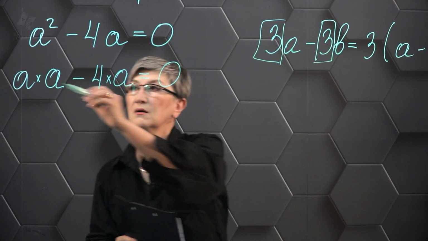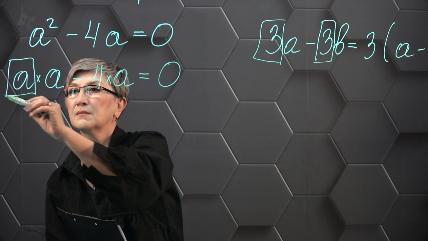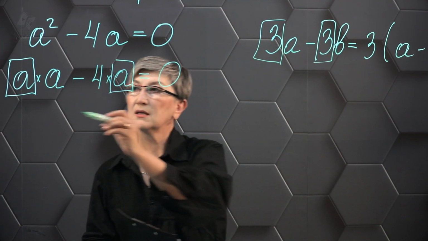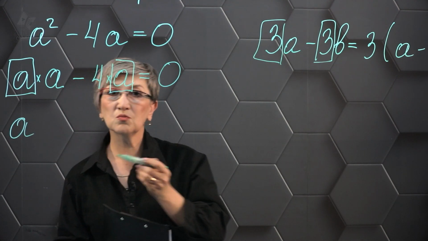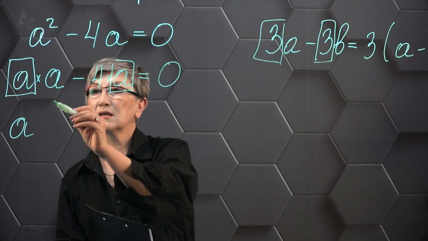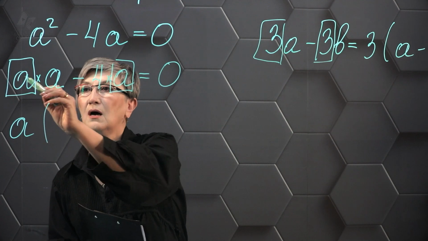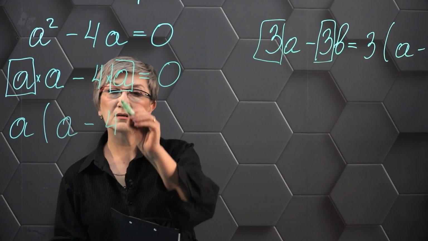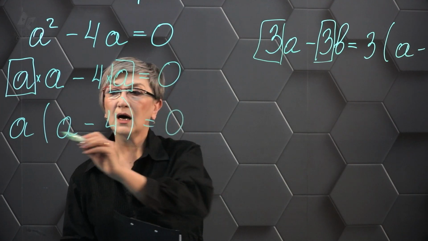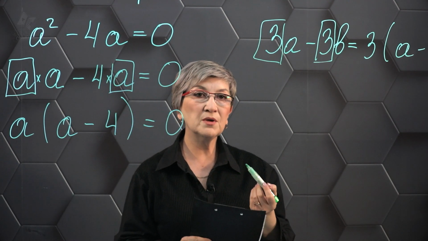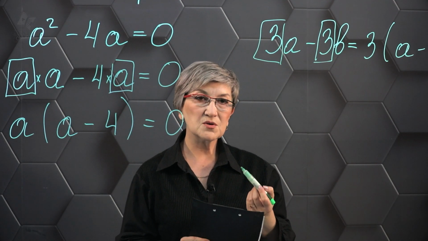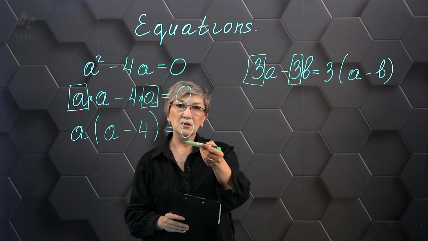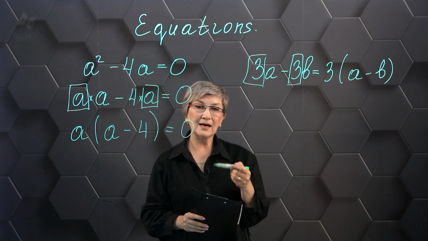What do we see? In this, we see a common multiplier equal to a. And then we can take that multiplier out of the parenthesis too. And then what's left in the parenthesis? When a is taken away, that leaves a minus 4 equals 0. And this is the kind of equation we know how to solve. And we'll remember our properties. The product equals 0 only if one of the multipliers is 0.